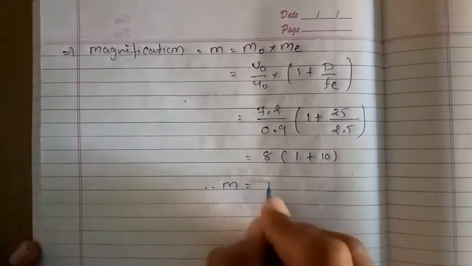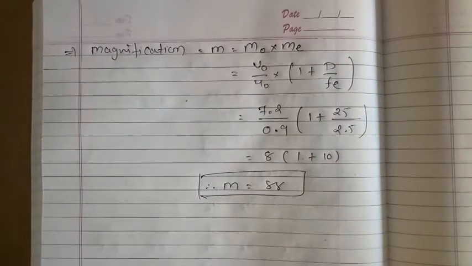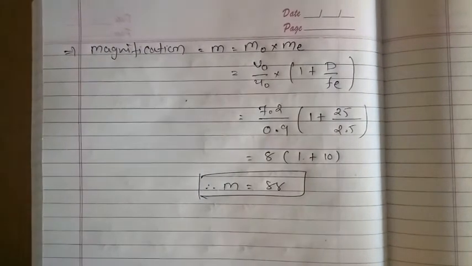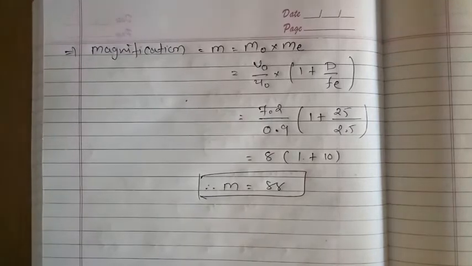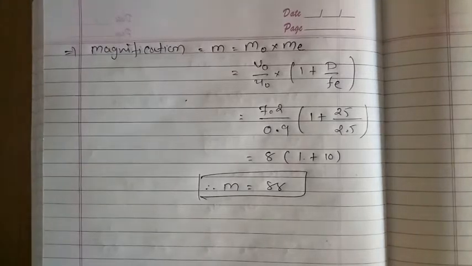So magnification M is equal to 88, right? This is a very easy example. We have to find the distance between the two lenses, so we find the object distance for the eyepiece and the image distance for the objective. Then we take the addition of both, and we get the distance between the two lenses.